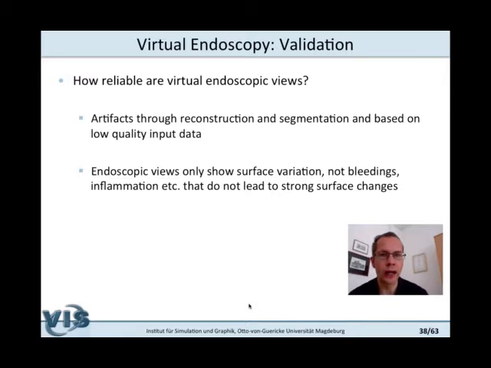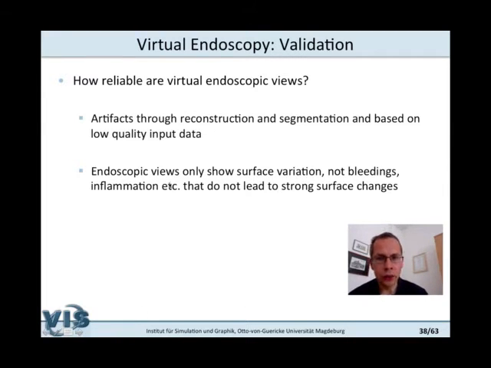Yeah, how reliable are these views? That is important. Artifacts could occur, and that depends to a large extent on the quality of the image data. So these investigations that have been carried out in several groups led to recommendations on what image acquisition parameters are needed in order to use a CT data set for virtual endoscopy.